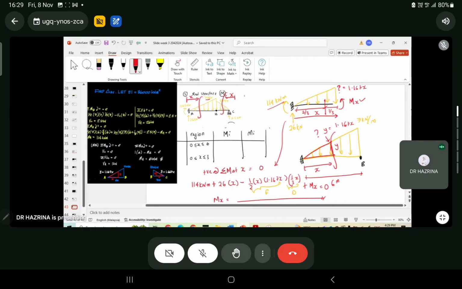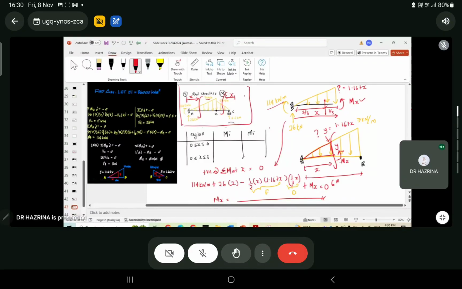Okay, why do I take 1.16? Because if we refer back here, here you have 26. We want to calculate our equation, and the region of X is between A to B. That means we want to get the equation of moment in between A and B. X is greater than 0 and less than 6. So the total length is 0 to 6. But now we want to know what is the MX here. What is the equation MX here?